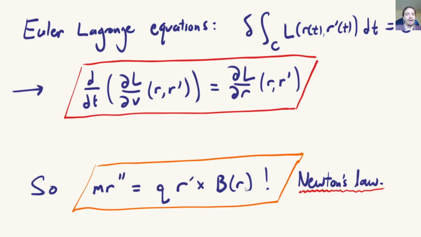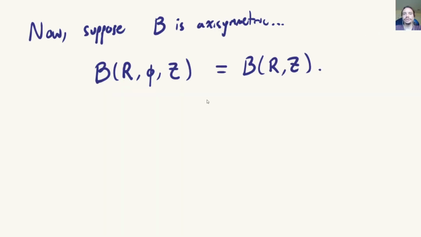This is just Newton's law for a particle moving in a magnetic field. On the left, we have ma, and on the right, we have the force. This is the Lorentz force of a particle moving in a magnetic field. So our Lagrangian was the right Lagrangian for the job. It ends up giving us the right Newtonian dynamics. But our Lagrangian is more powerful than that, because now we can make use of symmetry. Let's see how Noether's theorem works.